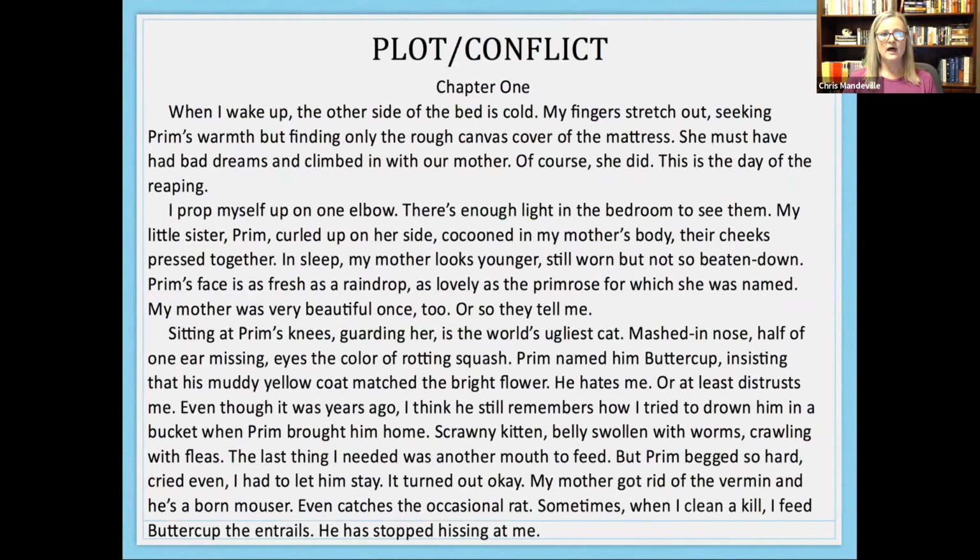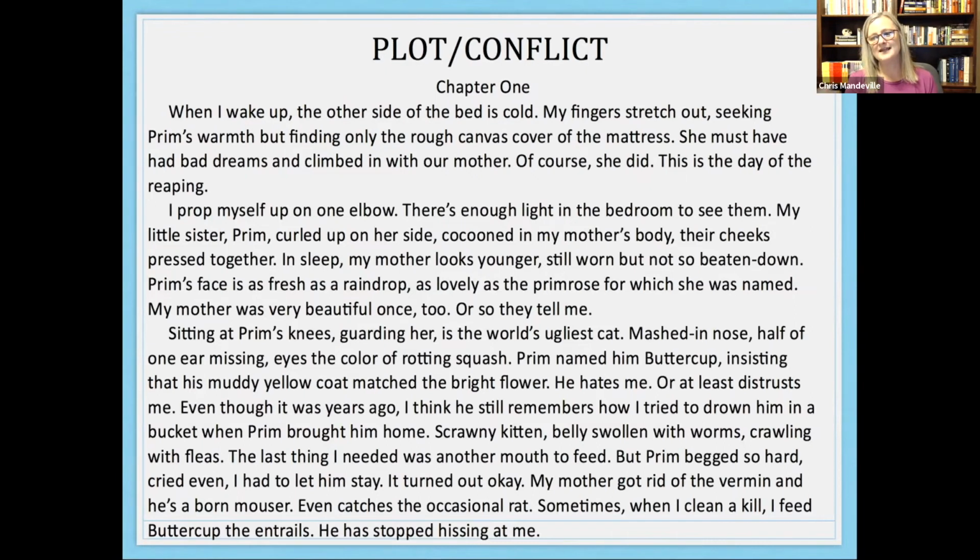Plot and conflict. This is where I really hope you will interact with me and type it in the chat. I don't see a lot of plot or conflict on this page, but there is one sentence, one very powerful plot element that raises questions in the reader's mind. What do you think it is? Come on, type it in the chat. What do you think it is? Is it that she drowned the cat? Tried to drown the cat?